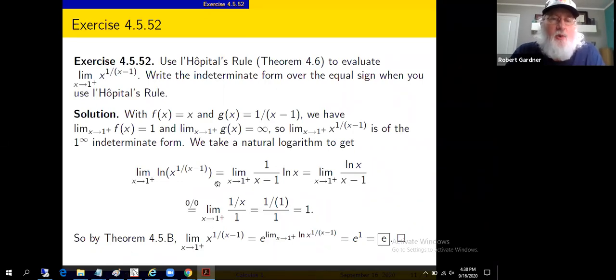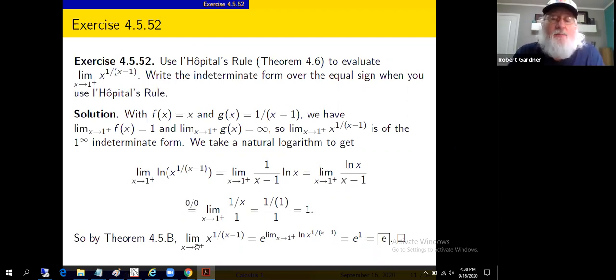No, we changed the question. We changed the question from x to the 1 divided by x minus 1 to the function natural log of x to the 1 divided by x minus 1. So we changed the function. We found the limit not of the original function, but the limit of the logarithm of the original function. Why, that's where theorem 4.5.b comes in.